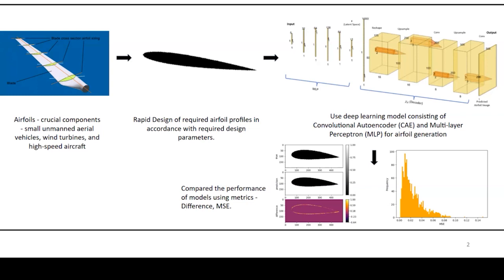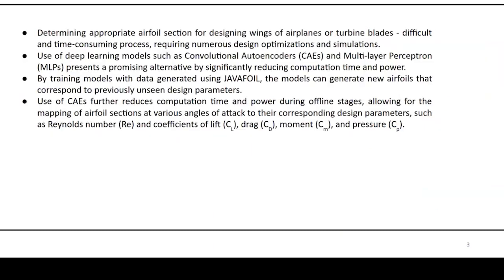Designing airfoil sections is a difficult and time-consuming process requiring numerous design optimizations. But deep learning models such as CAEs and MLPs propose a promising alternative since they significantly reduce the computation time and power. By training the models with data generated using JavaFoil, the models can generate new airfoils that correspond to previously unseen design parameters. The use of CAEs further reduces the computation time and power, and thus enables us to predict airfoils at various angles of attack corresponding to design parameters such as Reynolds number, coefficient of lift, drag, moment, and pressure.